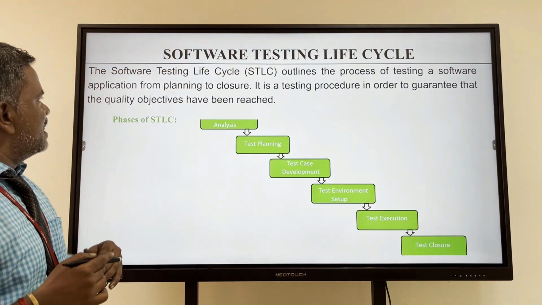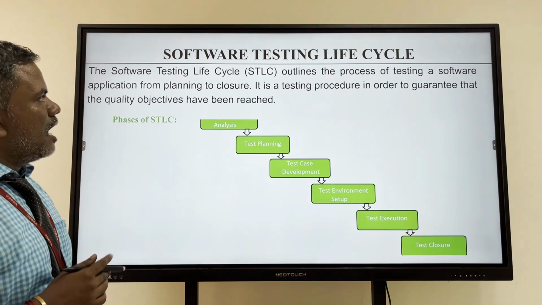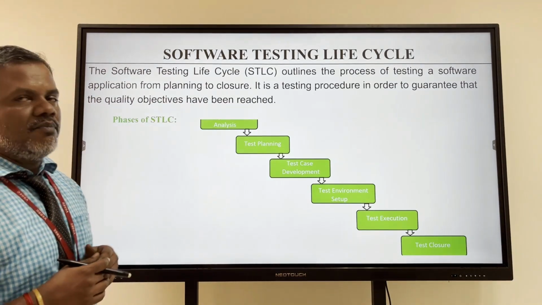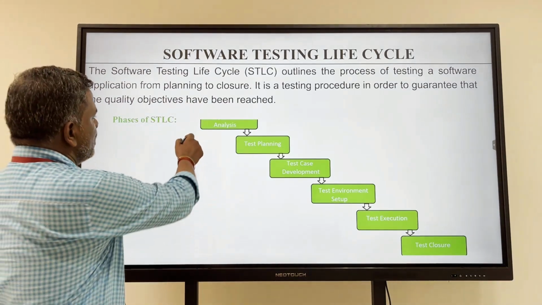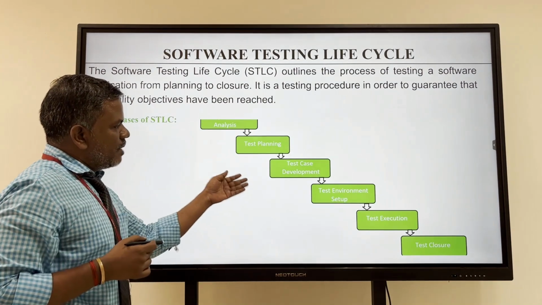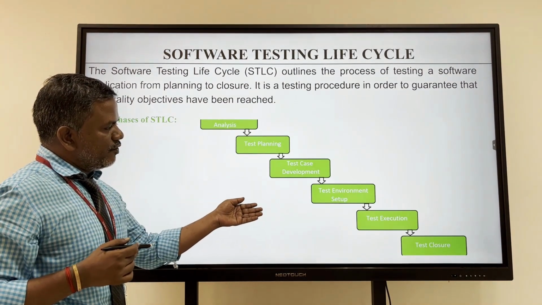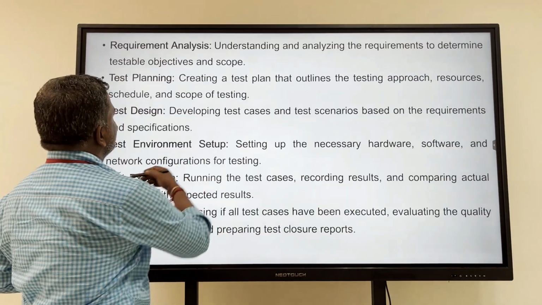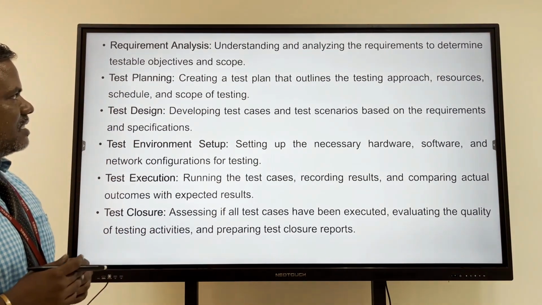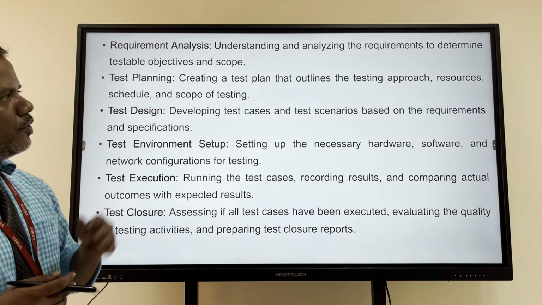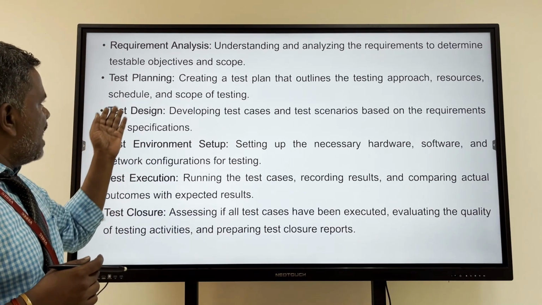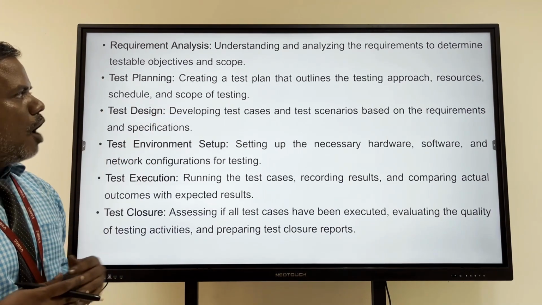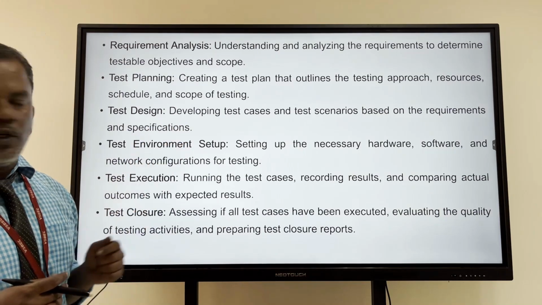Software testing life cycle. The software testing life cycle outlines the process of testing software applications from planning to resources. The phases are requirement analysis, test planning, test case development, test environment setup, test execution, and test closure. Requirement analysis: to analyze the requirements to determine the testing objectives and scope. Test planning: to create the test plan outlining the test approaches.